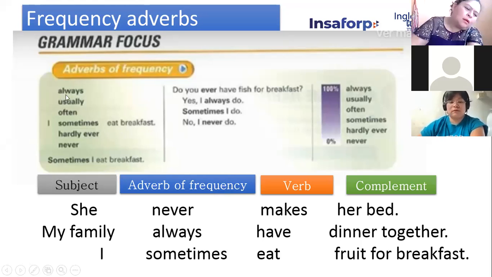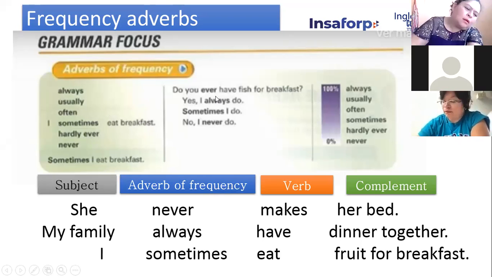We have here this example. I always eat breakfast, which means every day. I usually eat breakfast, which means like 90% of the time. I often eat breakfast. I sometimes eat breakfast. I hardly ever eat breakfast, and I never eat breakfast, which means 0%, nunca.